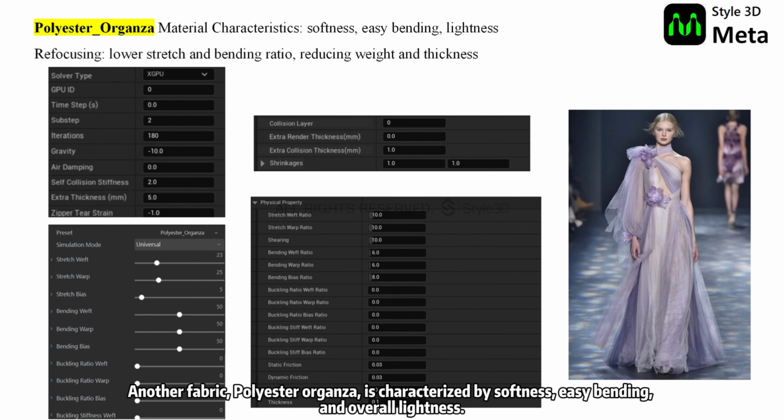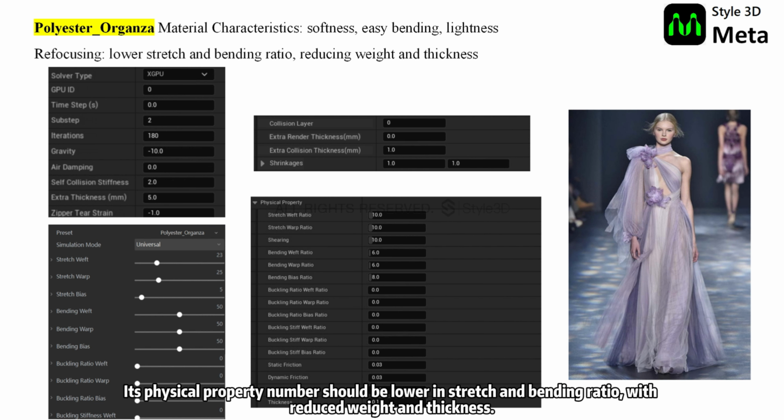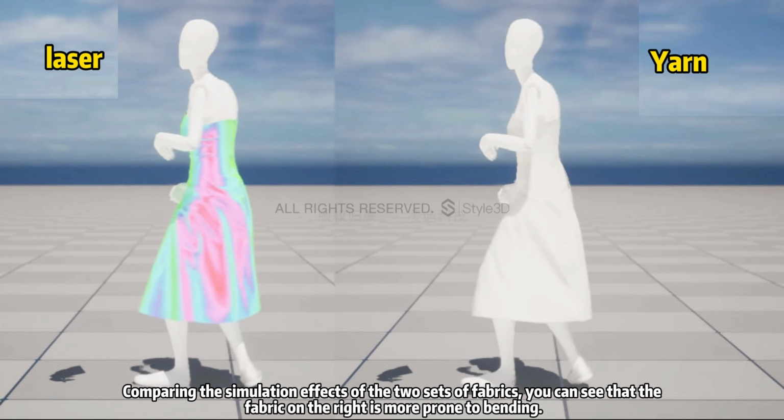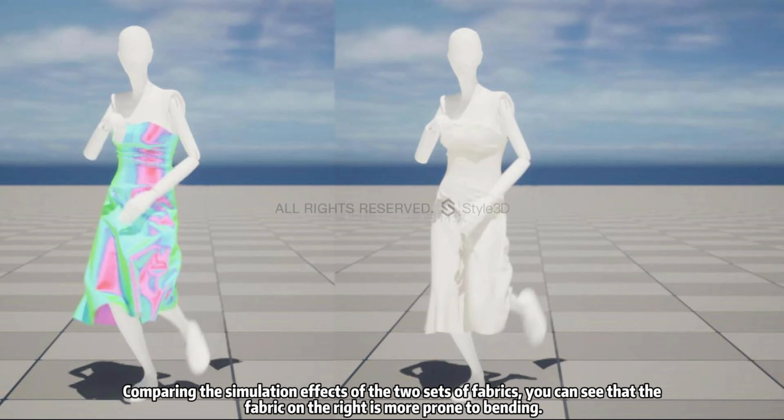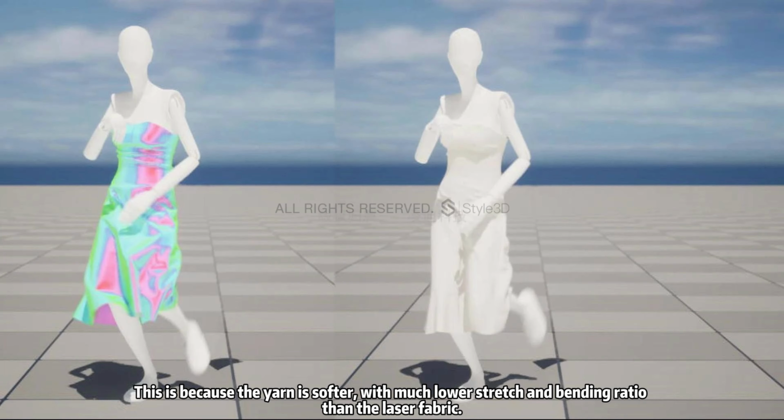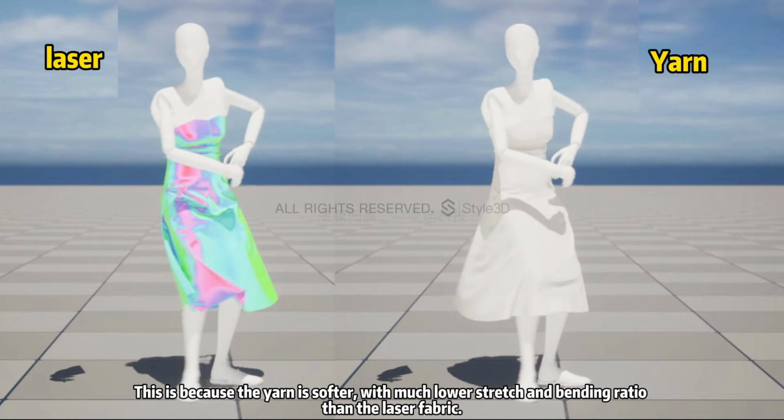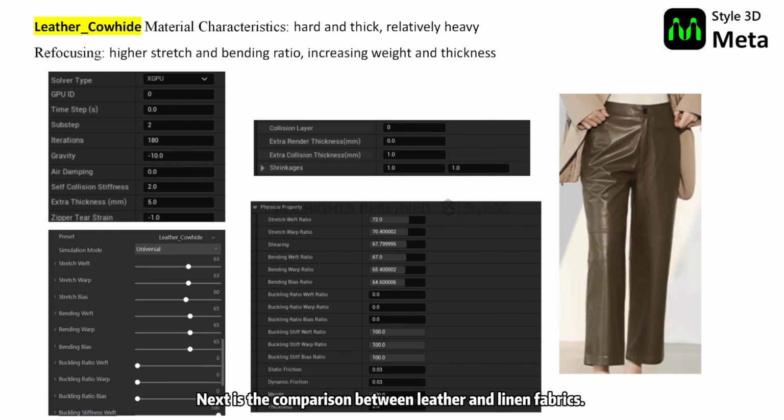Another fabric, polyester organza, is characterized by softness, easy bending, and overall lightness. Its physical property number should be lower in stretch and bending ratio, with reduced weight and thickness. Comparing the simulation effects of the 2 sets of fabrics, you can see that the fabric on the right is more prone to bending. This is because the yarn is softer, with much lower stretch and bending ratio than the laser fabric.